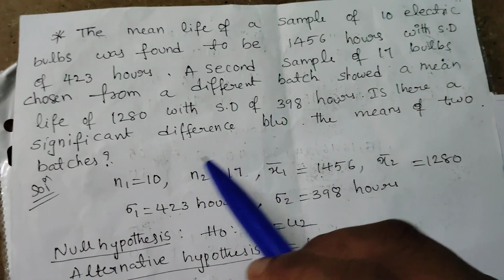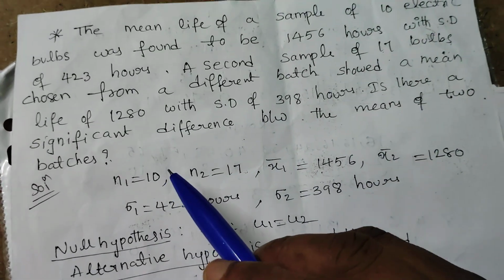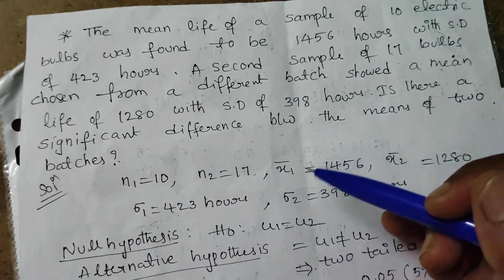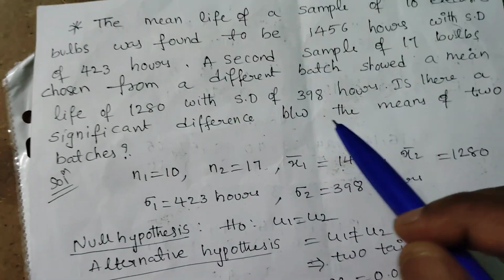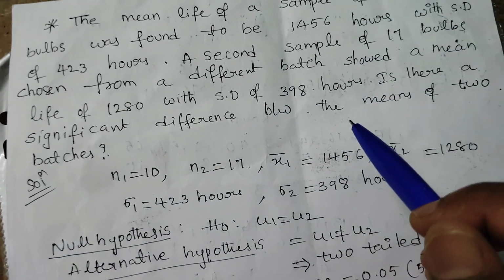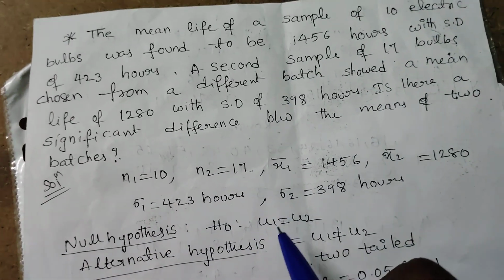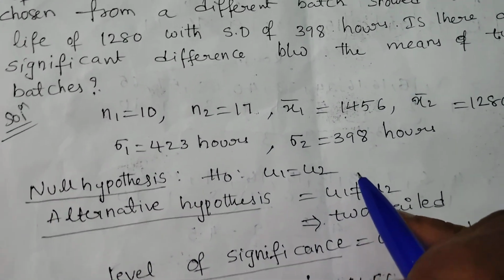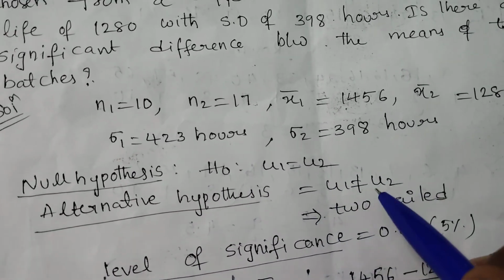Okay, so what they are asking is, is there any significant difference between the means of two batches? So we need to check whether there is any significant difference between the two batches or not. I am taking that there is no significant difference between the two means of batches. That is the null hypothesis, H0: mu1 equal to mu2. Next, the alternative hypothesis, we need to take the opposite, mu1 not equal to mu2.